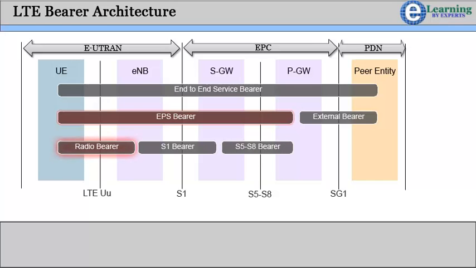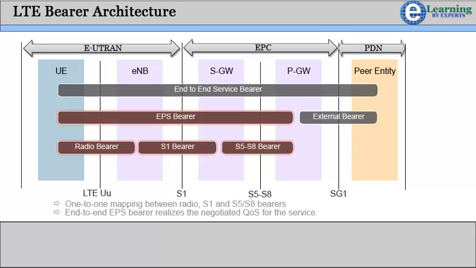Radio bearer. A radio bearer transports the packets of an EPS bearer between the UE and an eNodeB. S1 bearer. An S1 bearer transports the packets of an EPS bearer between an eNodeB and a SGW. S5/S8 bearer. An S5/S8 bearer transports the packets of an EPS bearer between the SGW and the PDN-GW.